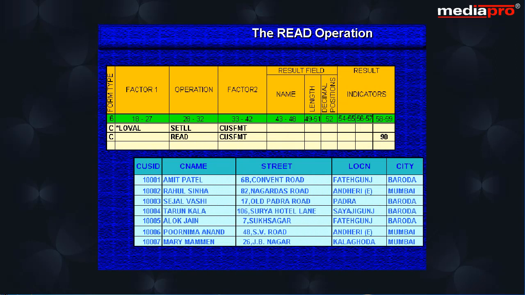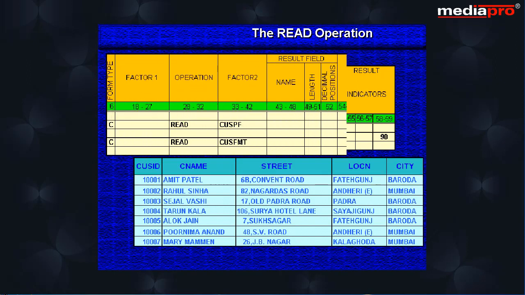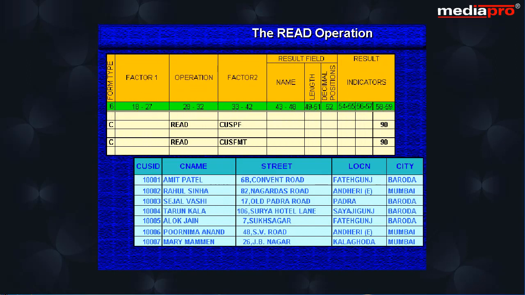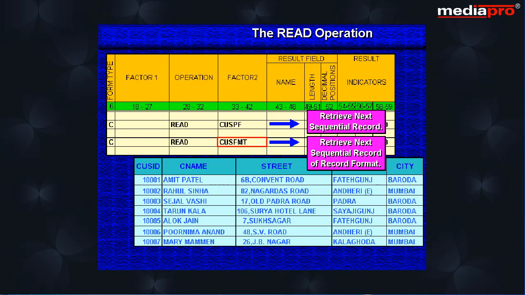To retrieve a record into the program, we normally use the read operation. The read operation will retrieve the next sequential record in the file to which the file cursor is pointing. If factor 2 contains a file name, the next sequential record in the file will be read, whereas if factor 2 contains a record format name, the next sequential record of that format will be retrieved.